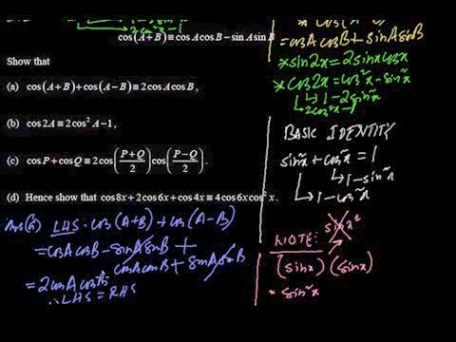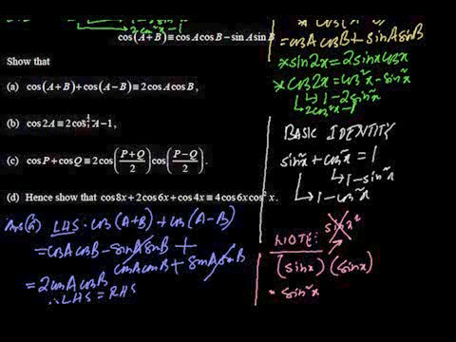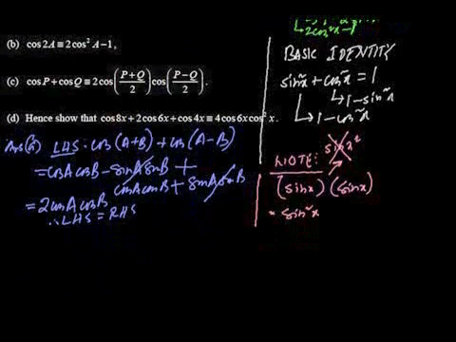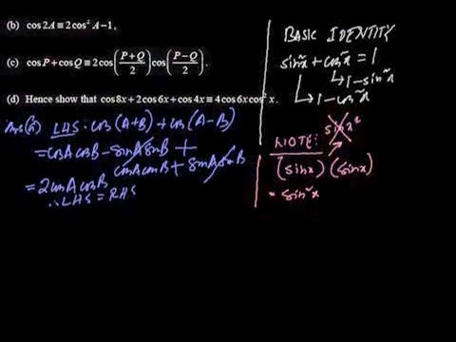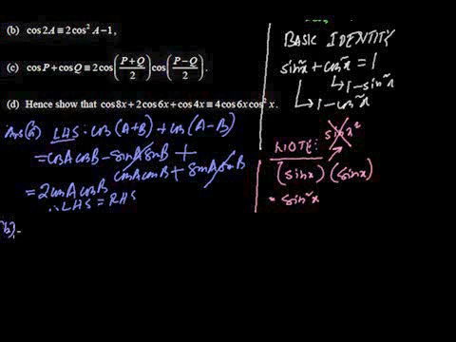This was fairly easy. Now the next one is the same thing. We know that cos 2A is identical to 2 cos square A minus 1. So I'm not going to do number B, I'm directly moving to number C. Number B I'm not doing, I'm just saying cos 2A can be proved as 2 cos square A minus 1. So let's move on to number C.